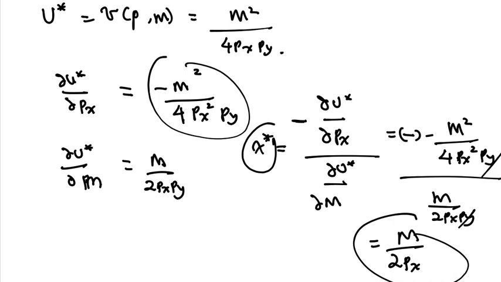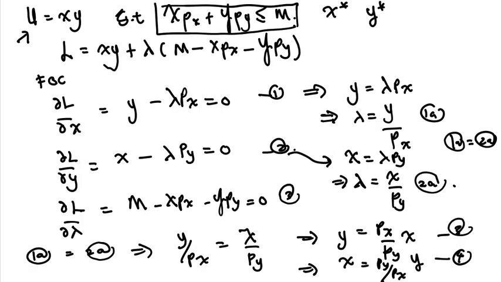So here, the main idea about Roy's identity is that if we use the envelope theorem, we don't have to go through a very detailed process of recovering the Marshallian demand for any good if we know the indirect utility function. And one thing that I want to emphasize here from the beginning of the process, let me recall back. You are given the direct utility function, which is u equals x times y.